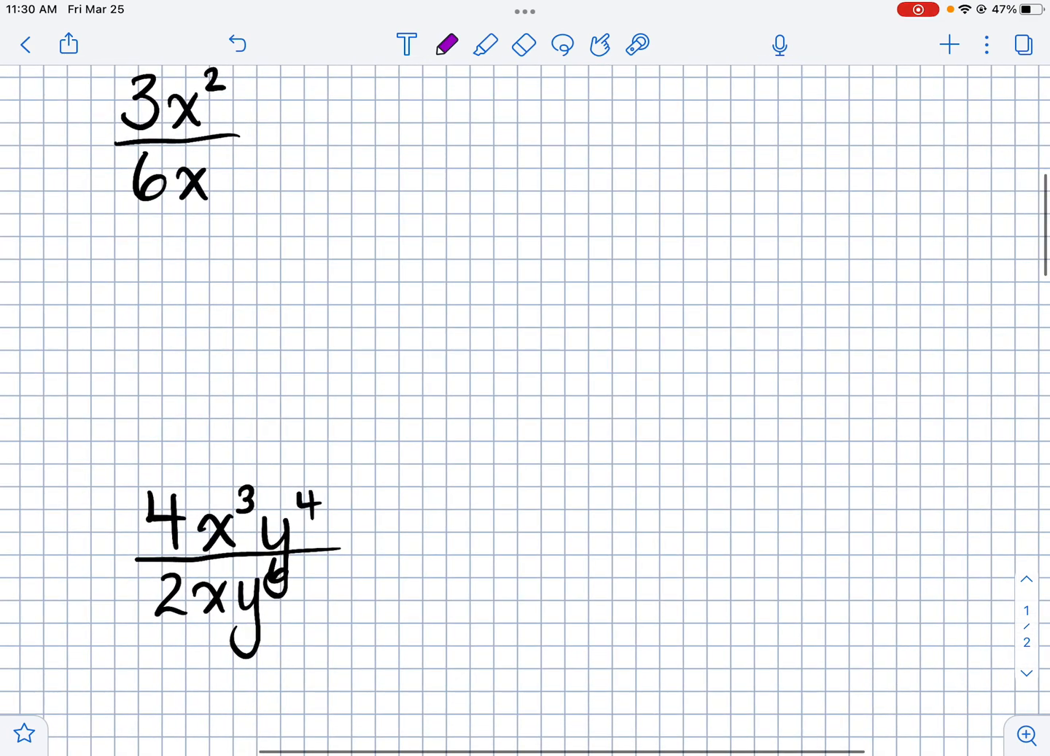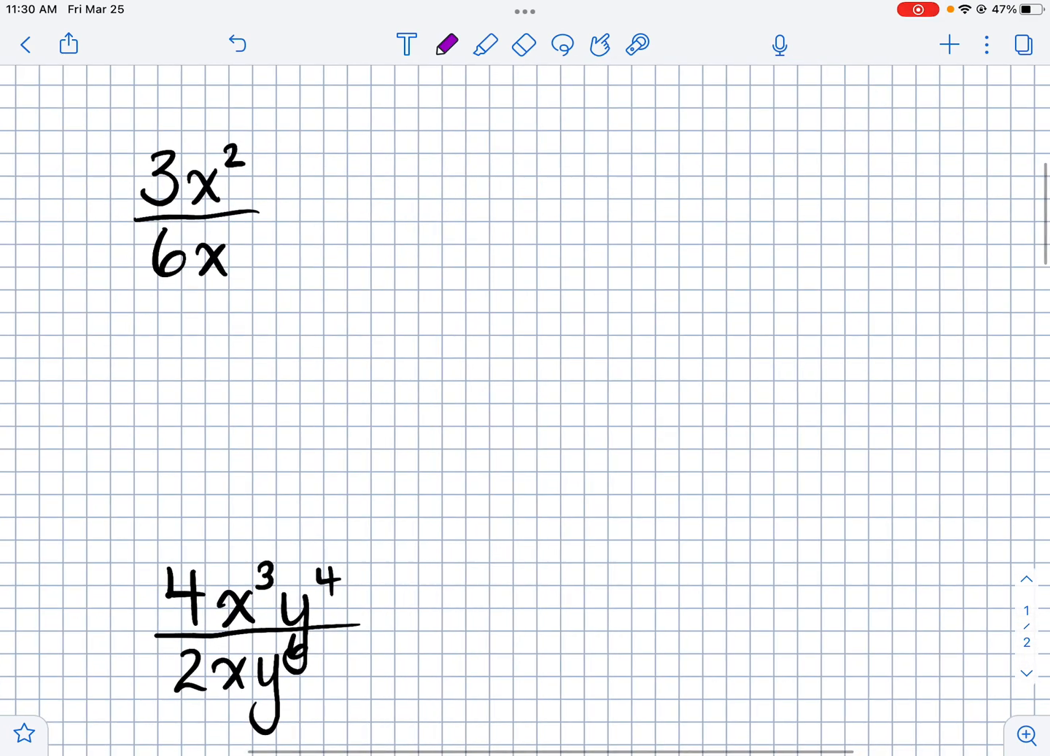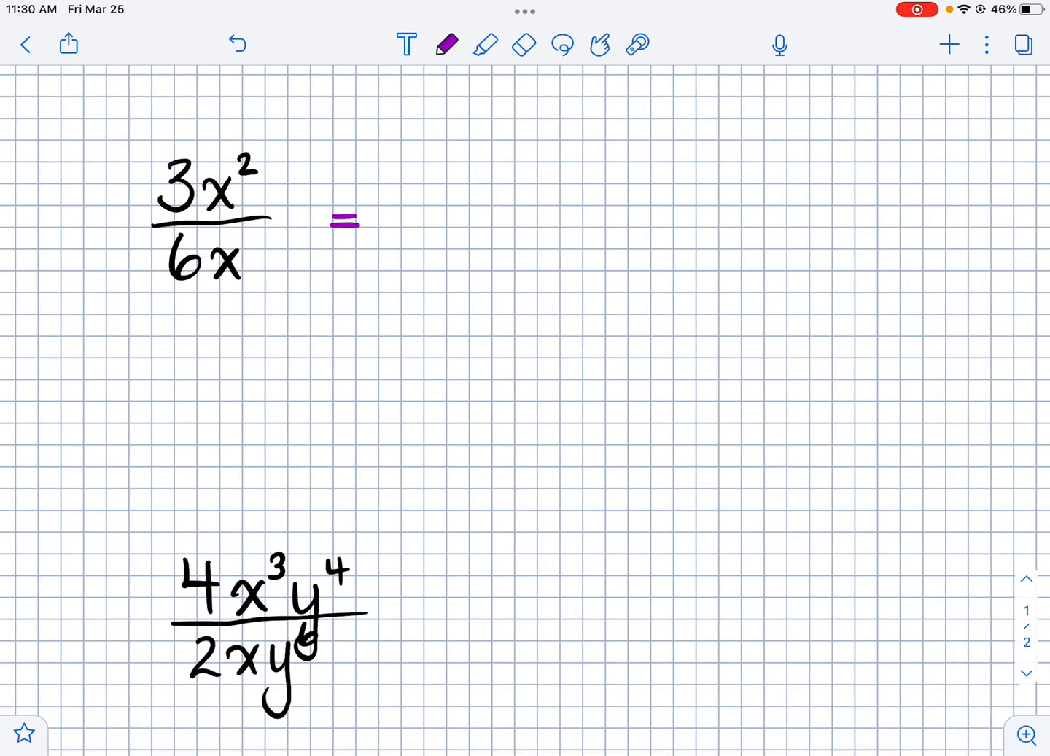Okay, let's try the next one. We have 3x squared divided by 6x. Nothing to do in the numerator, so I'm just going to divide them right away. Let's start with the 3 and the 6. They're just regular old numbers. We call them coefficients because they're in front of a variable. I'm just going to simplify them like I would a normal fraction. So 3 over 6, how would I simplify that? I would divide them both by 3, making it 1 over 2.